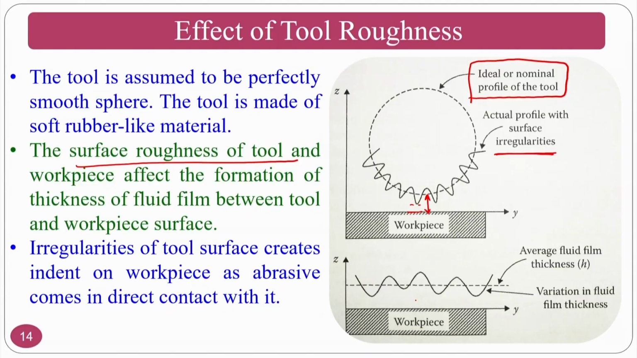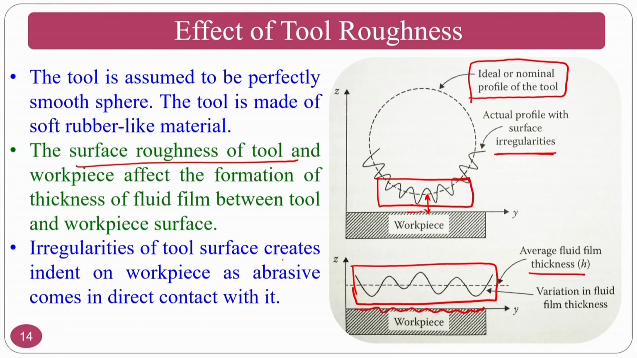So this is the actual fluid film thickness, because if you see here, this is the variation. Because of this variation, the fluid film thickness is generated. Because of this, your surface also will have wavy surface characteristics. So irregularities of the tool surface create indents on the workpiece, and it will also create some indent.